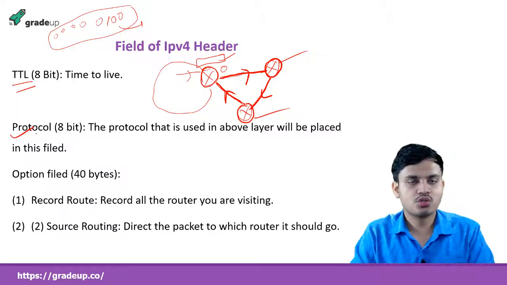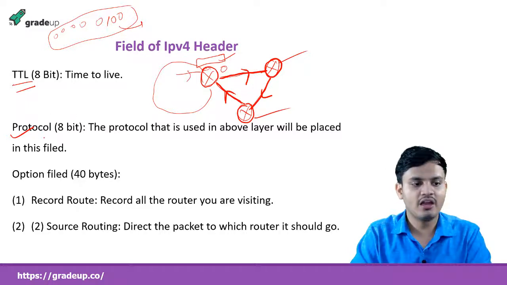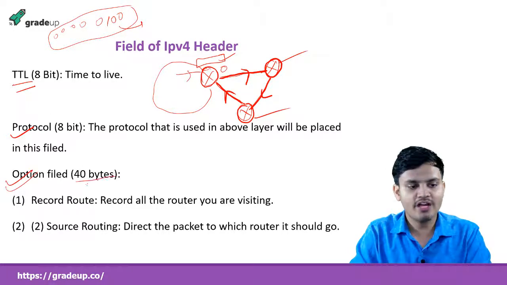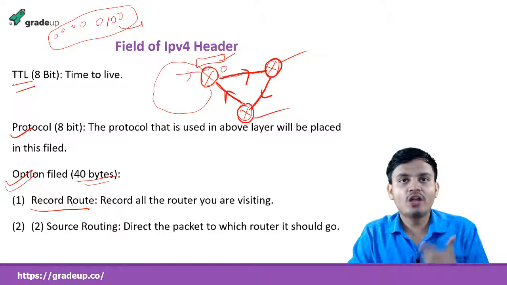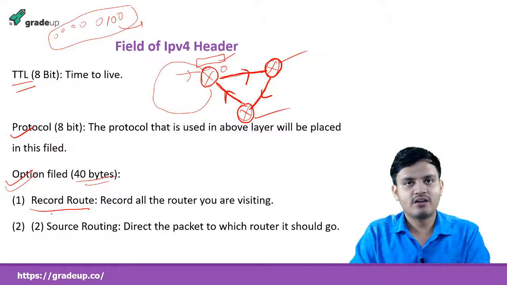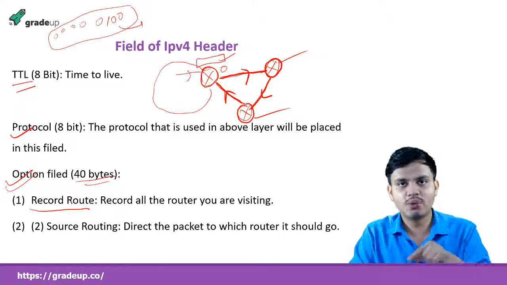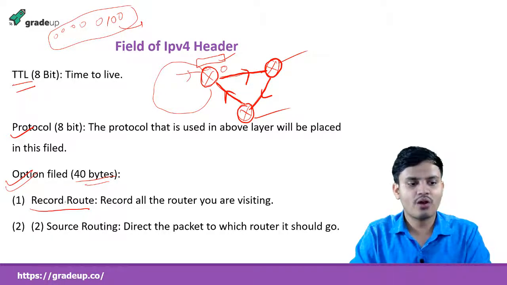Now we will see protocols. I already told you that in the protocol field we will have the protocol number of the upper layer. For example, if TCP, UDP, ICMP or whatever we use, that will be written here. And in the option field, which is 40 bytes, there are two things. Record route: suppose you want to record the route, then you can write the IP address of the router from which the packet is going. When the destination gets that packet, it will know which path it has followed. So that is the purpose of record routing.